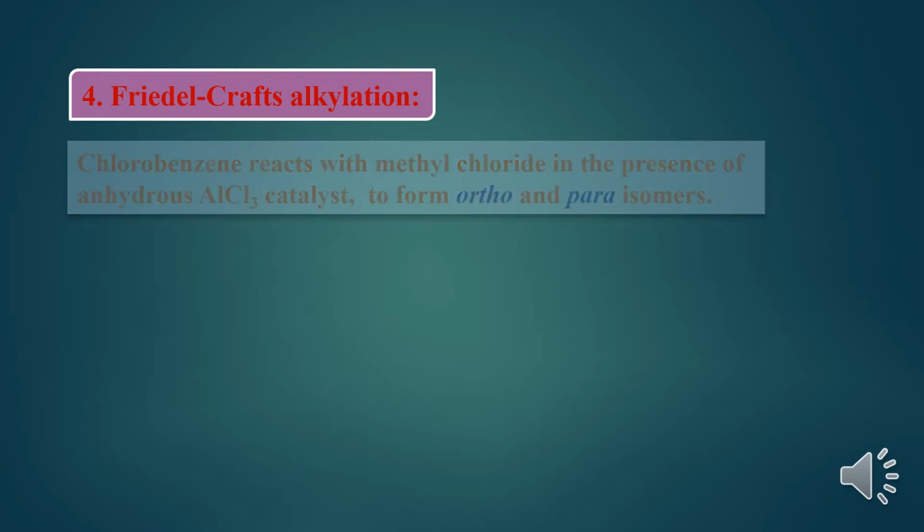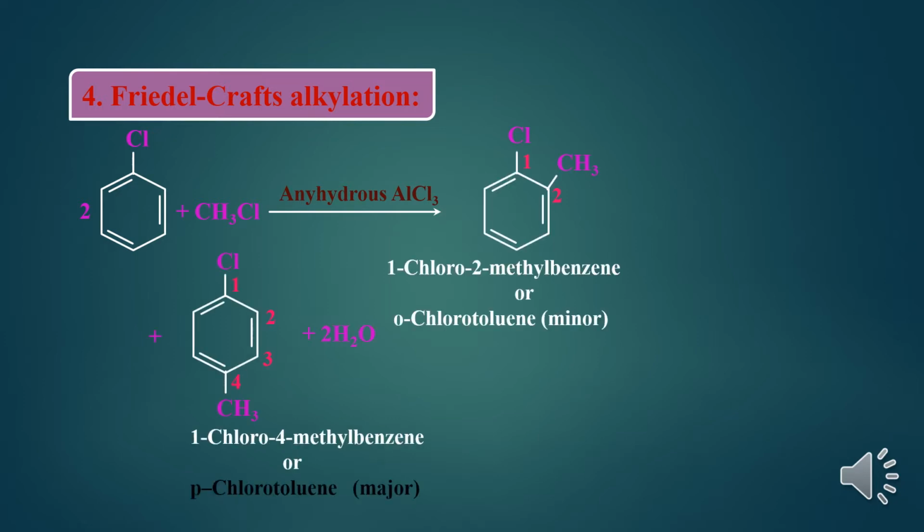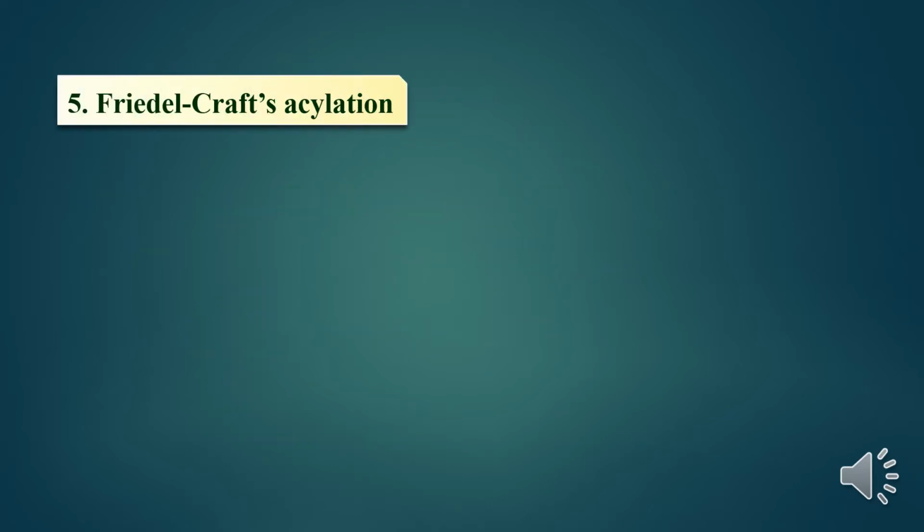Okay, now see the reaction. Chlorobenzene reacts with the methyl chloride or chloromethane and with anhydrous aluminum chloride as a catalyst. So what happens? Methyl group will be substituted to the ortho and para positions. So you will get the product 1-chloro-2-methyl benzene or ortho-chlorotoluene, and 1-chloro-4-methyl benzene, you can call it as para-chlorotoluene.